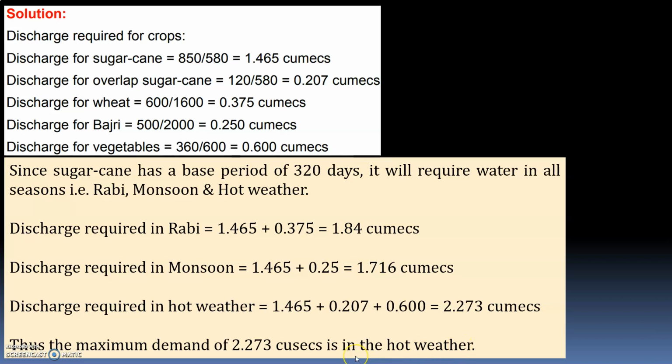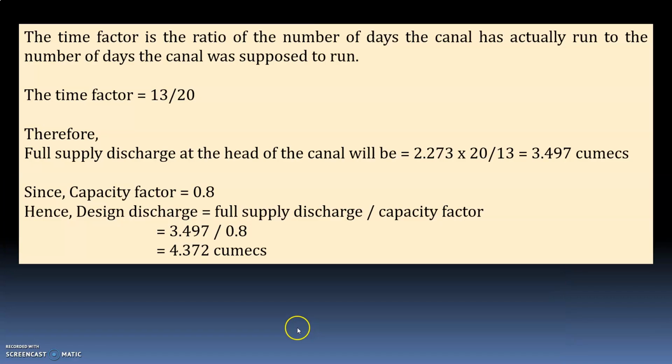So this is the first step. You have to calculate the discharge required and the maximum demand of water, that is during hot weather, equal to 2.273 cumecs. Next, you have to consider the time factor and the capacity factor.